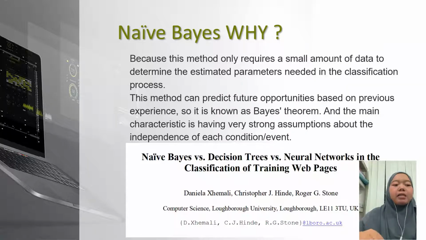As evidenced by the journal of Sanjay Ranka, Daniela, Chris Hinde, and Roger G. Stone, in their book Naive Bayes versus Decision Trees versus Neural Networks in the Classification of Training Web Pages, 2009. They said that the naive Bayes classifier has a better level of accuracy than other classification models.